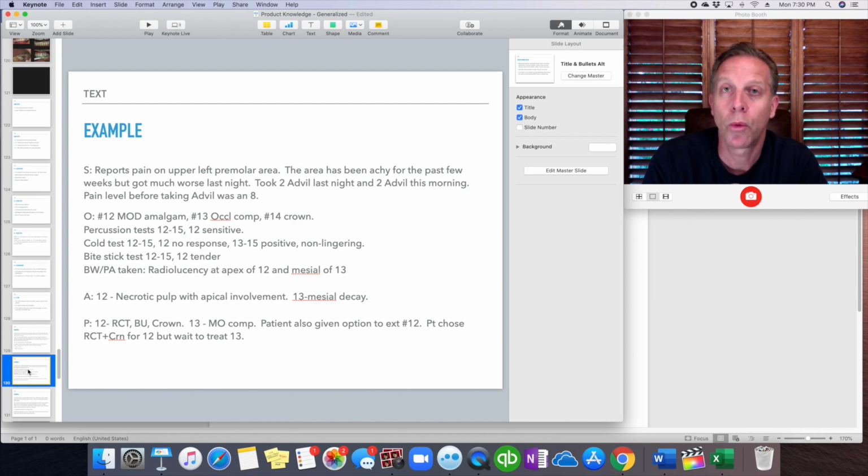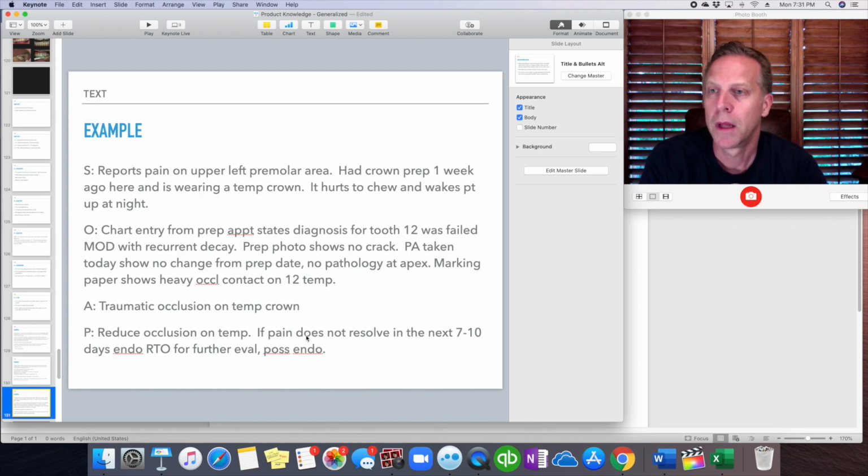Bite wing and PA taken, radiolucency at the apex of 12, and mesial of number 13. The assessment, number 12, necrotic pulp with apical involvement, or some doctors will say with apical periodontitis. Either way, it's fine. Number 13, mesial decay. Plan, number 12, root canal buildup in crown. 13, MO composite. Patient also given option to extract number 12. Patient chose root canal and crown for 12, but to wait to treat number 13. Okay, so you can see both of these cases, tooth number 12 was the culprit, but had different diagnoses and hence different plans.